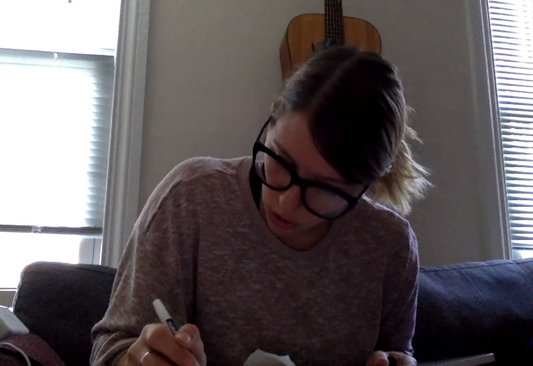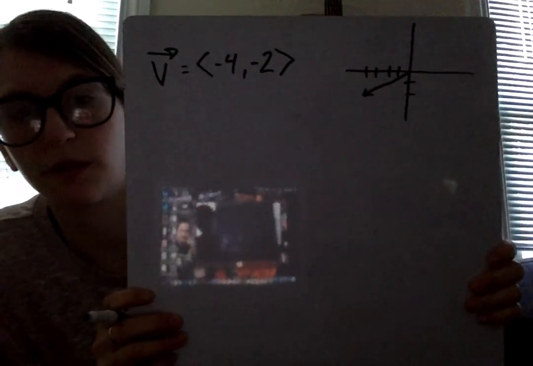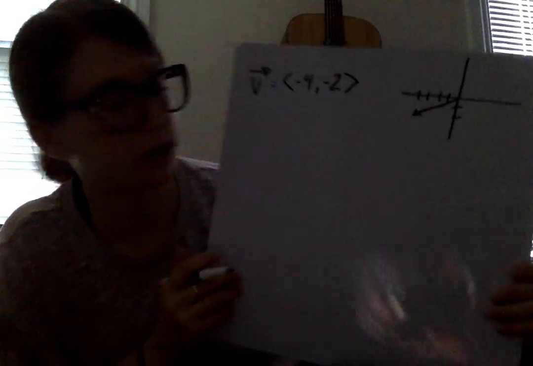And I'm going to quick draw a little plane for you. 1, 2, 3, 4. 1, 2. Draw our vector. There's our vector, happy in the third quadrant.